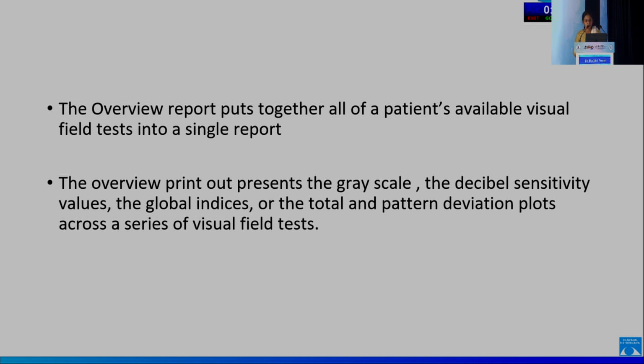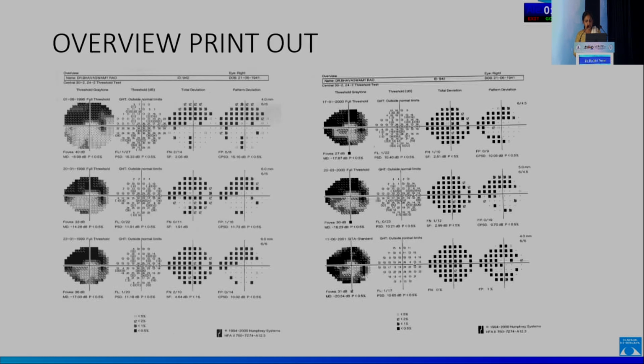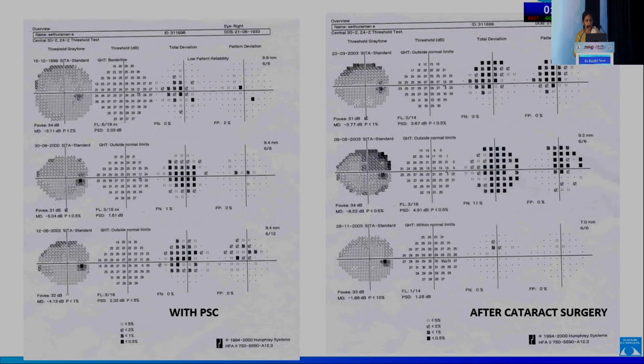The overview report makes it simpler and puts together all the patient's available visual fields into a single report. The overview printout represents the grayscale, the decibel sensitivity values, the global indices, and total and pattern deviation plots across a series of visual fields. So this is an example of an overview printout, which gives you all the visual fields in one look. This is another example in which the patient had a cataract, so you can see the depressed total deviation and pattern deviation, and after cataract surgery you can see that all these defects have disappeared in the last report.